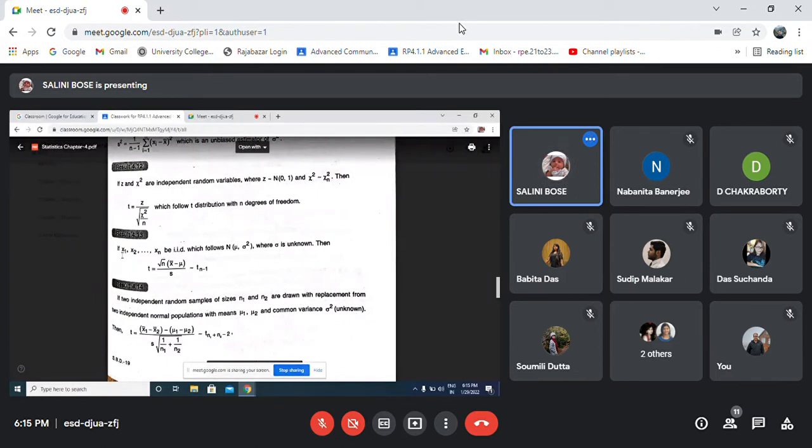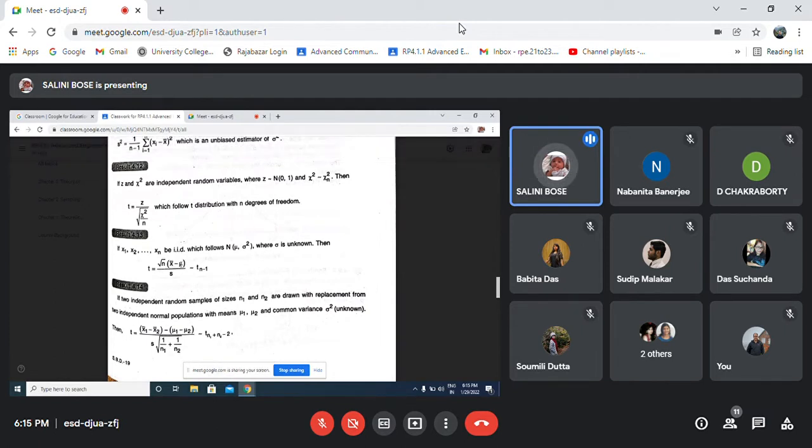And if x1, x2 to xn are independent variables that follow the normal distribution with mu and sigma square, where sigma is unknown, then t will be (x bar minus mu) by (s by root over n). Because when you do not know sigma square, you can estimate the t distribution with small s, the sample standard deviation, right?